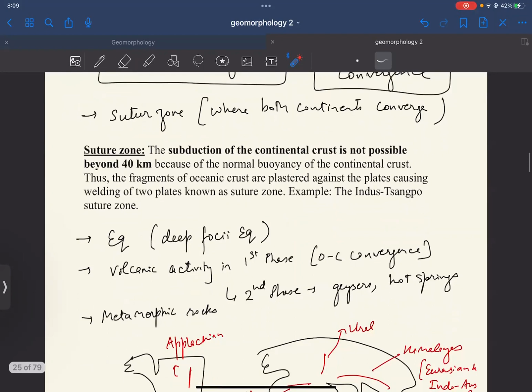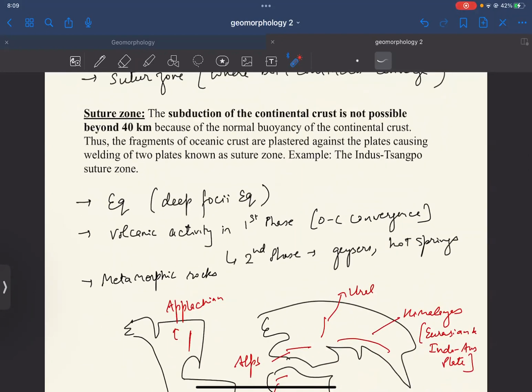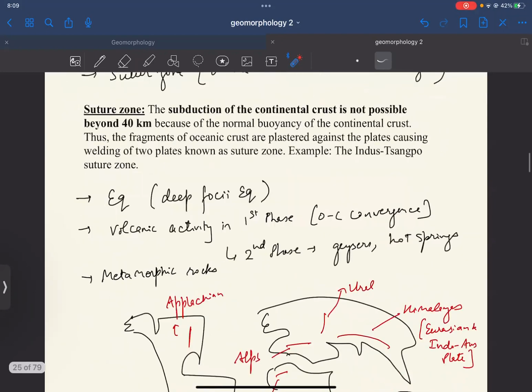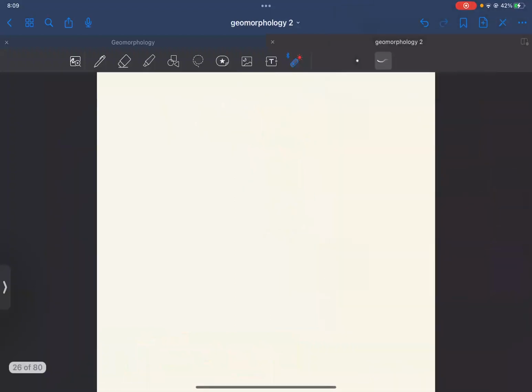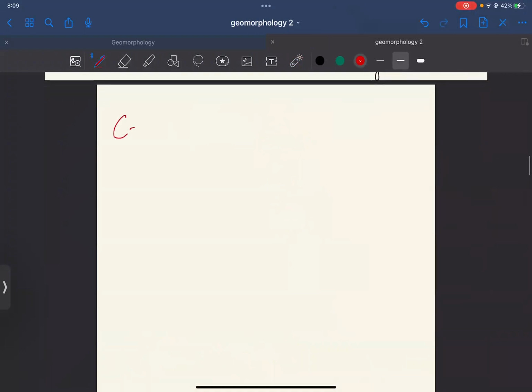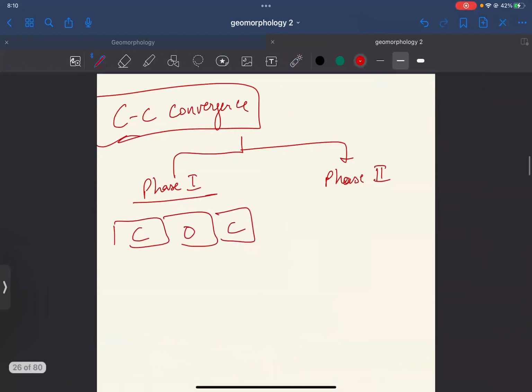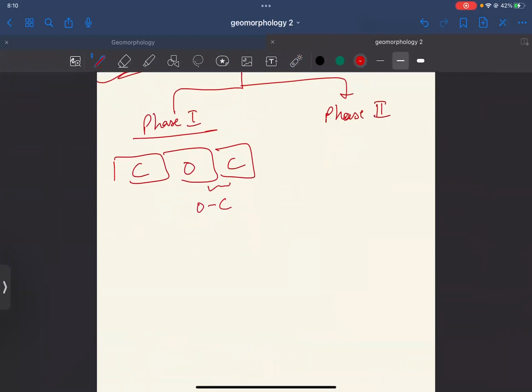In case of continent convergence, also we have deep focus earthquakes. Now, see how continent convergence is taking place. See, continent convergence takes place in two phases. Phase 1, phase 2. So in case of phase 1, what is happening? Continent, ocean, continent. This is how the scenario is. So initially convergence will take place between ocean and continent. So it will look like this.